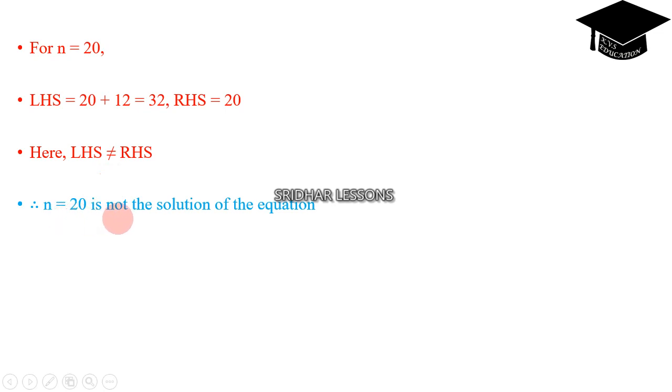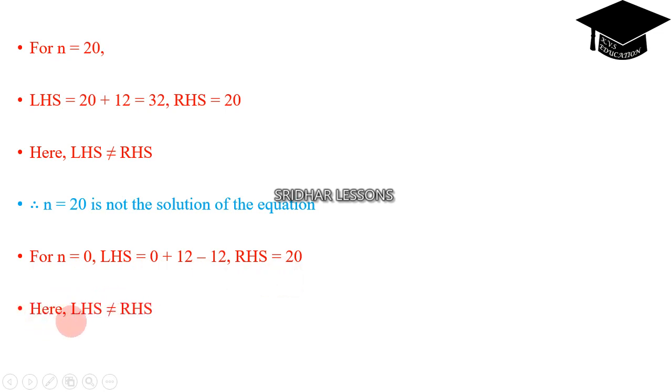Therefore, n equals 20 is not the solution of the equation. And for the final value, n equals 0, LHS is equal to 0 plus 12, but RHS is equal to 20. Here LHS is not equal to RHS. Therefore, n equals 0 is not the solution of the equation.